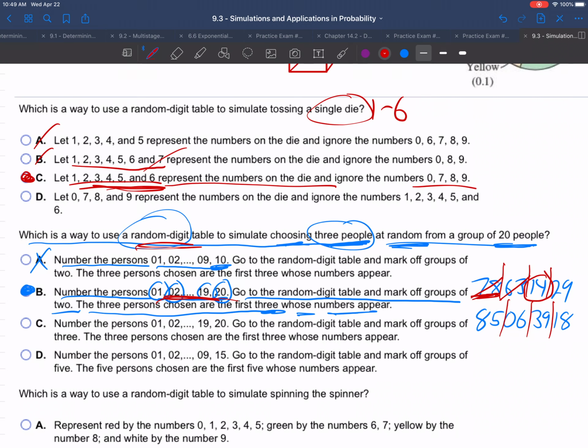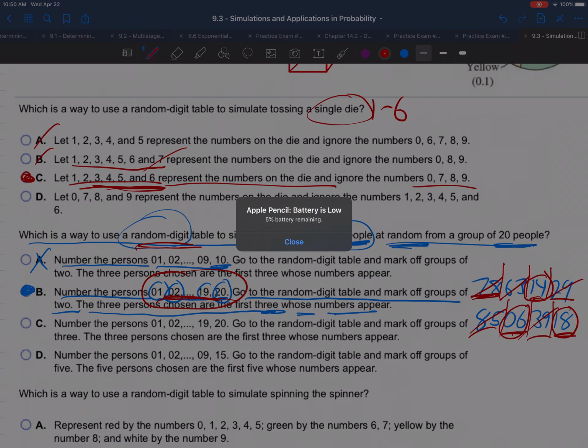So the first friend chosen would be friend number 14. Next, 29. No, that's not even between 1 and 20. 85, no. 06, then friend 6 is chosen. That's in our zone. Next one. 39, no, it's not even between 1 and 20. 18, yeah. So there's the 3 friends. Out of our 20 friends, we picked friend number 14, friend number 6, and friend number 18. Make sense? That's what B is saying. Break your numbers into groups of 2, and just start going until you find 3 numbers out of this set. That's like picking 3 friends out of 20. It's a way to simulate that.